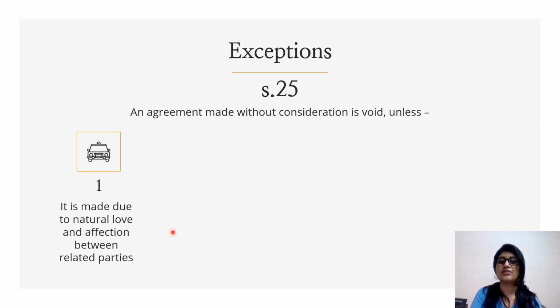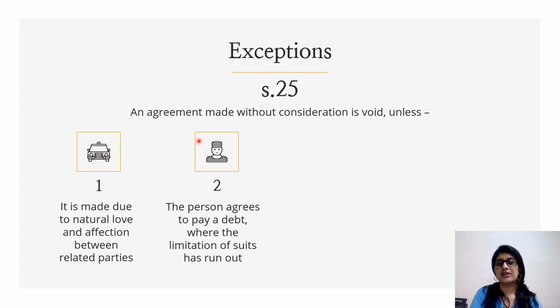It is made due to natural love and affection between parties that are related to each other. So this is what is termed as a gift. If two parties are related to each other and one party is gifting a property or an item or any sort of object, maybe money, to another, out of natural love and affection between the parties, then it will be accepted as a valid contract and you can take it to court to be enforced.